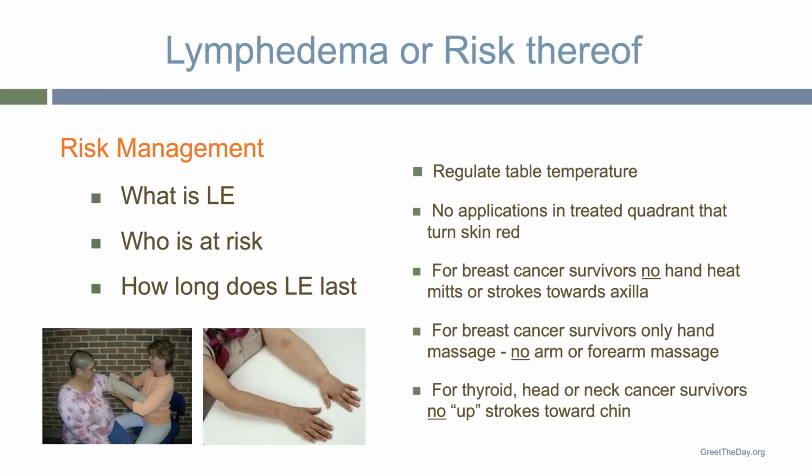So I can't highlight enough that we don't want to be the therapist that triggers or aggravates a client's lymphedema. So we've reviewed questions to ask our client that we know is in active treatment or is actively going through a cancer journey. But what about all of our other clients? What about the ones that maybe we don't know about?